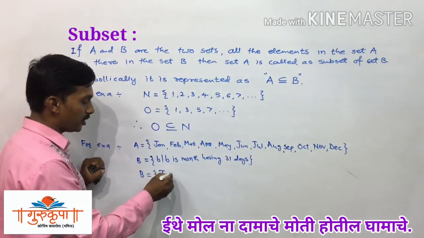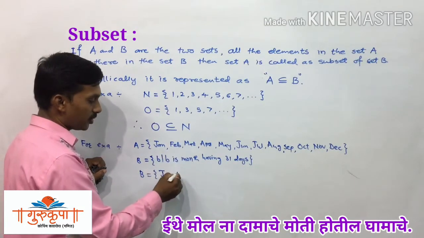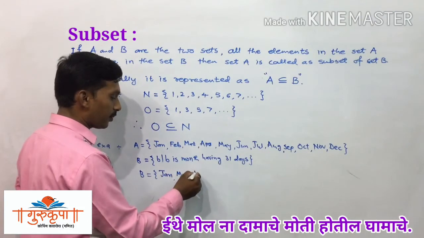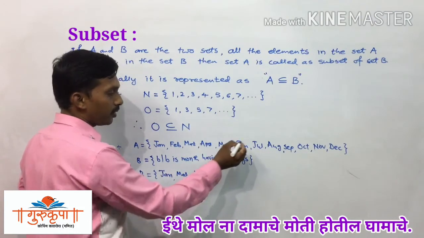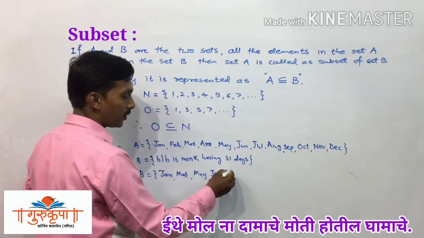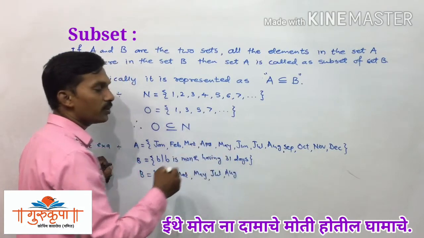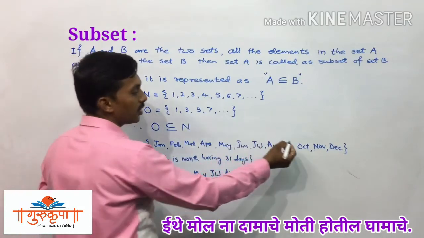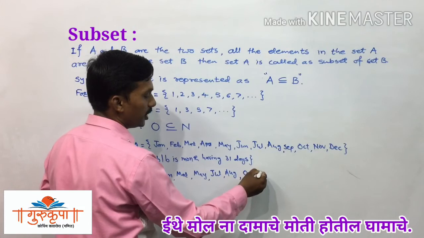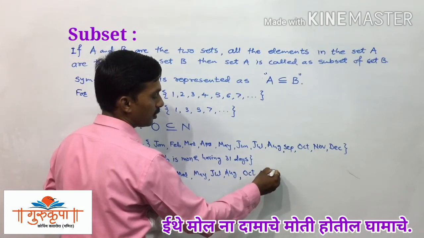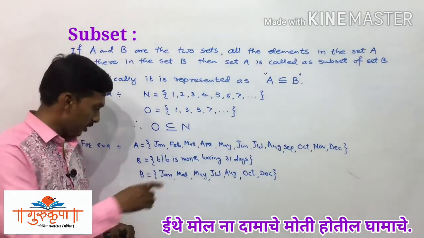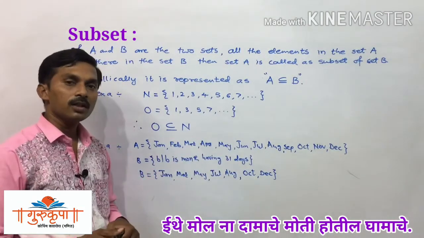So here you can write January, then March, then May, then July and August continuously. July and August continuously, 2 months having 31 days. Then October and then December. So these are the months including 31 days.